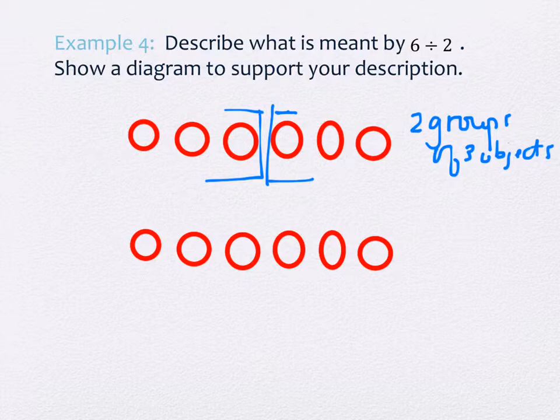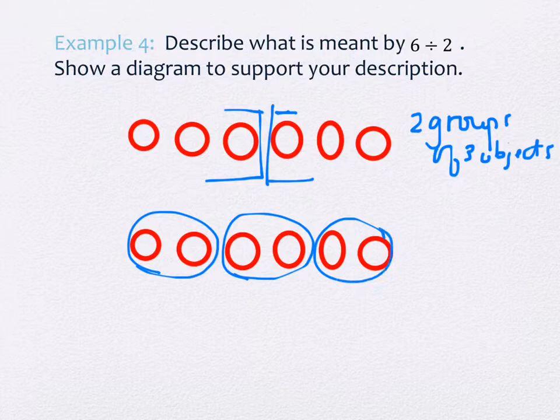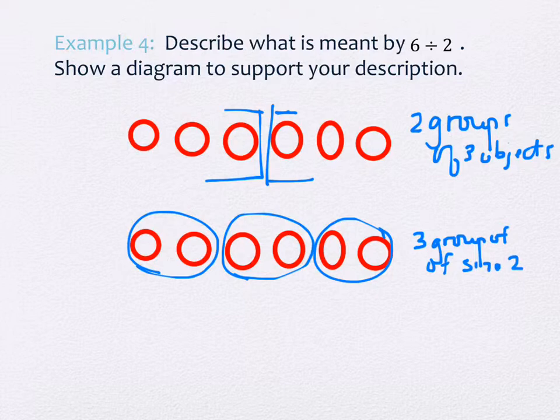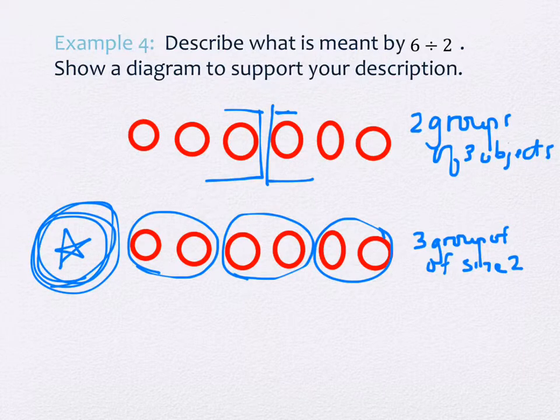There's another way to do it. You could do 3 groups of 2 objects. So you could do 2 objects like this. So you get 3 groups of, and I'm going to change my language just a little bit because it's going to make it easier in a minute, of size 2. Do you guys agree? This is 3 groups of size 2. These are both legitimate ways of arguing what division looks like. The one that's the most helpful to us right now is the second one. This is the one we're going to focus our attention on. Division is making groups of a certain size.